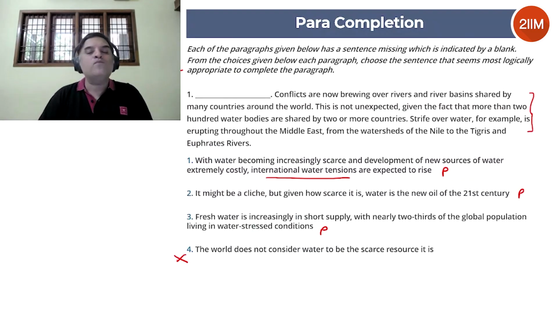Between 1, 2, and 3, all 3 of them can fit. 2 and 3 can fit potentially as well, but 1 is the best answer because 1 is very closely related to the discussion in the paragraph, mainly because of international water tensions. So keep that in mind while you're picking the sentence. We're going to eliminate this, we're going to eliminate this, and we will pick the best answer, which is 1. It can be a little tricky because some of you might have gotten confused between 1, 2, and 3. But remember, we are choosing 1 because it's most closely related to the discussion in the paragraph.